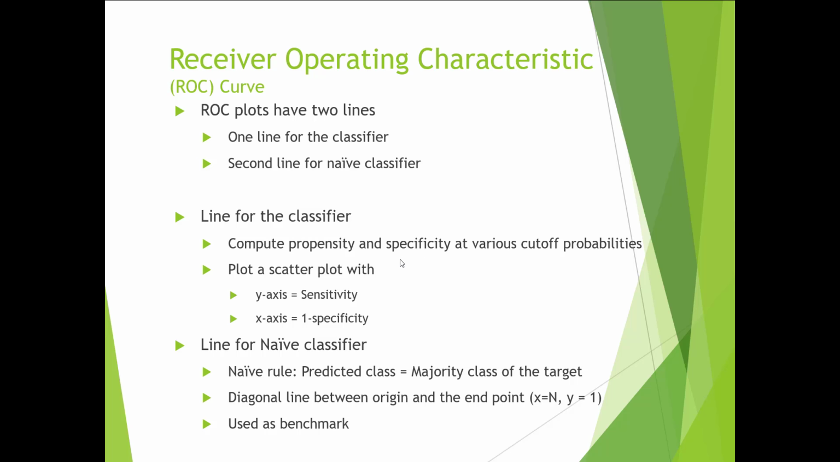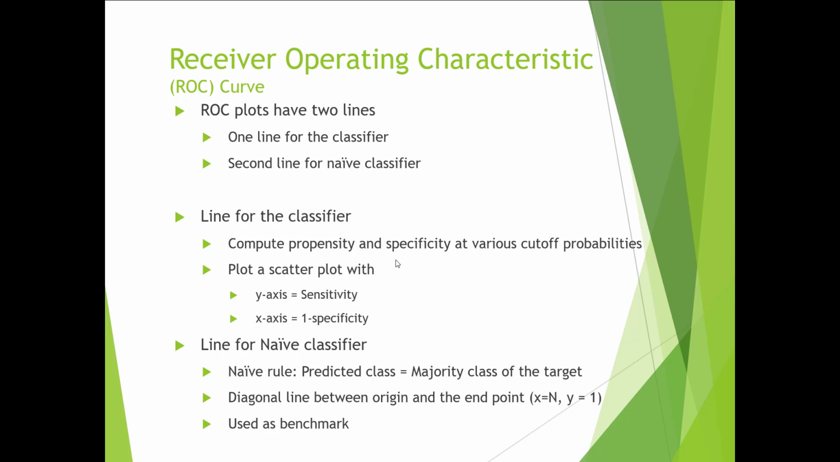Okay, next we're going to talk about the receiver operating characteristics curve, or ROC curve. ROC curve is a very important topic in classifying methodologies. ROC plots have two lines. One line is for the classifier and the second line is for the naive classifier.